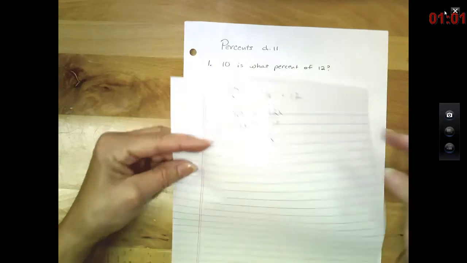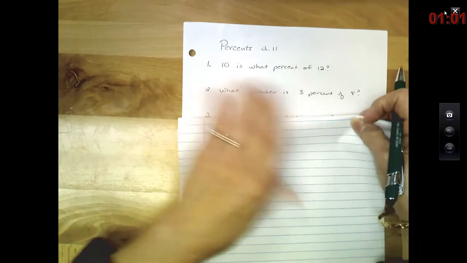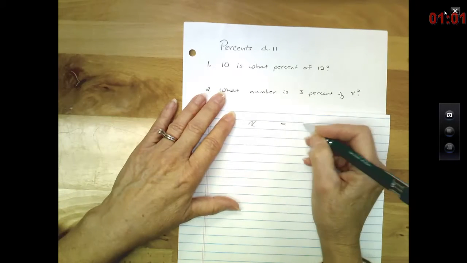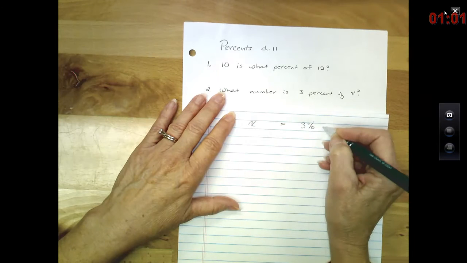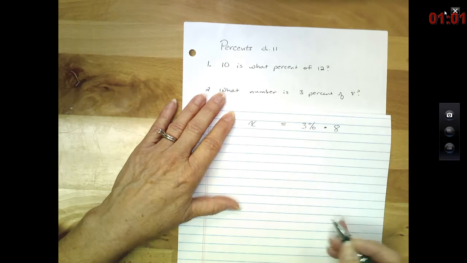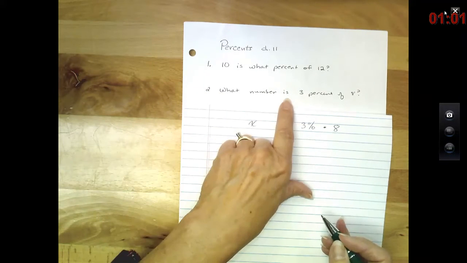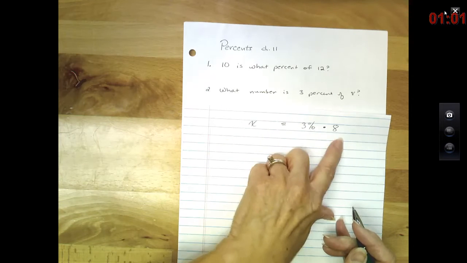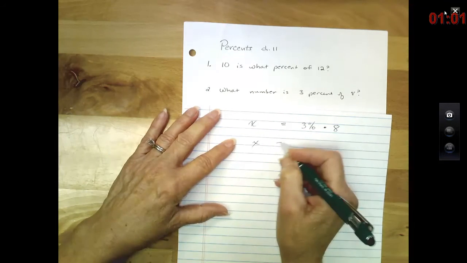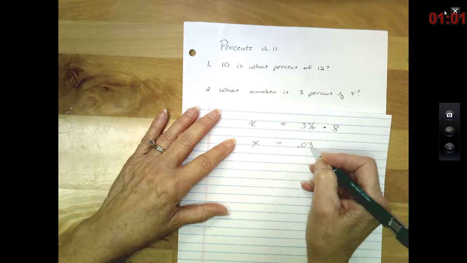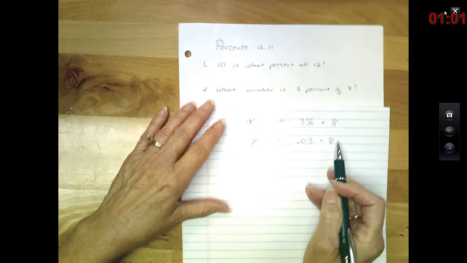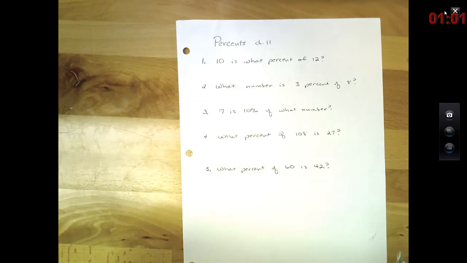Next one. What number is 3% of 8? What number is x. Is always means equals. 3% of, of always means times 8. Now, before you can work this problem, you have to change that percent into a decimal to get it to work out. Got it?